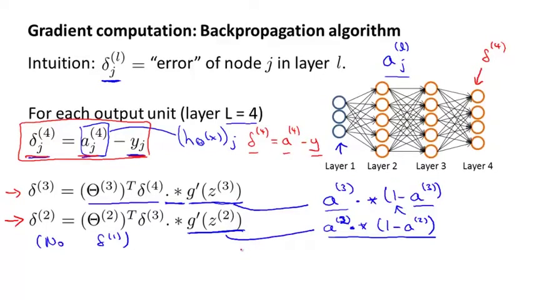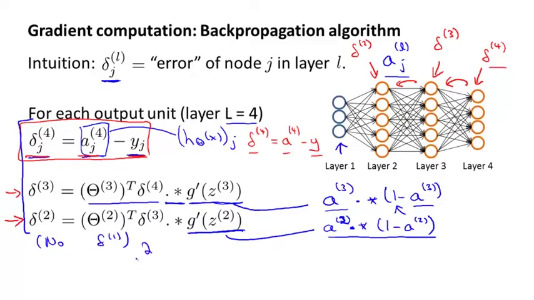The name backpropagation comes from the fact that we start by computing the delta term for the output layer, and then we go back a layer and compute the delta terms for the third layer, and then we go back another step to compute delta 2. And so we're sort of backpropagating the errors from the output layer to layer 3 to layer 2, hence the name backpropagation.